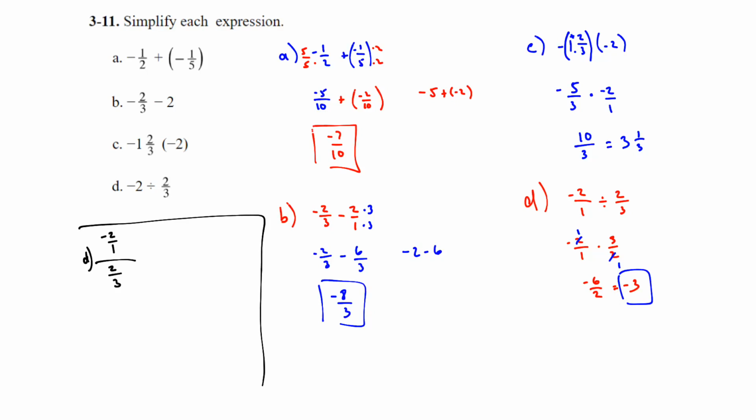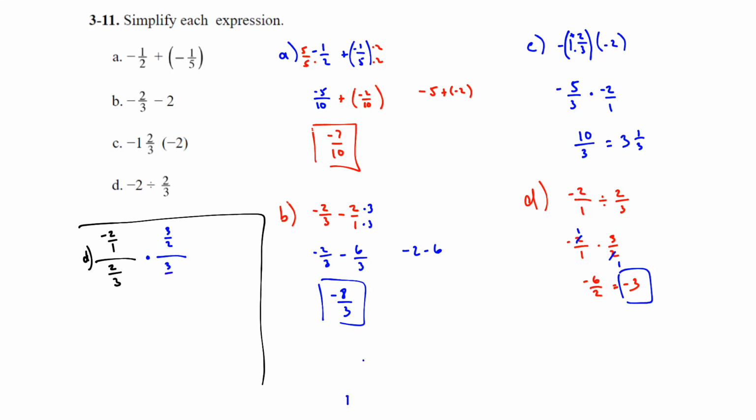So here's a little bonus to the video. Why do you, when you divide, multiply by the reciprocal? If I write it this way as a fraction divided by a fraction, if I multiply by 3/2 to the top and bottom, which is a form of 1, it cancels your denominator out. That'd be 6 divided by 6, which is 1. And then look what you have on the top. You have negative 2 over 1 times 3/2. So that's why you multiply by the reciprocal.